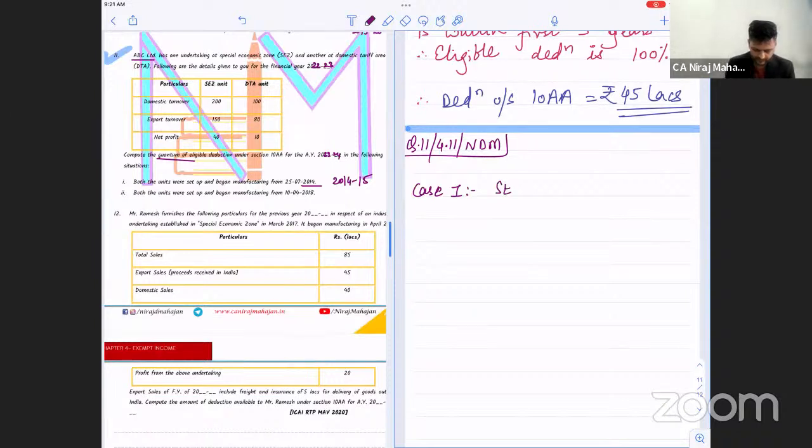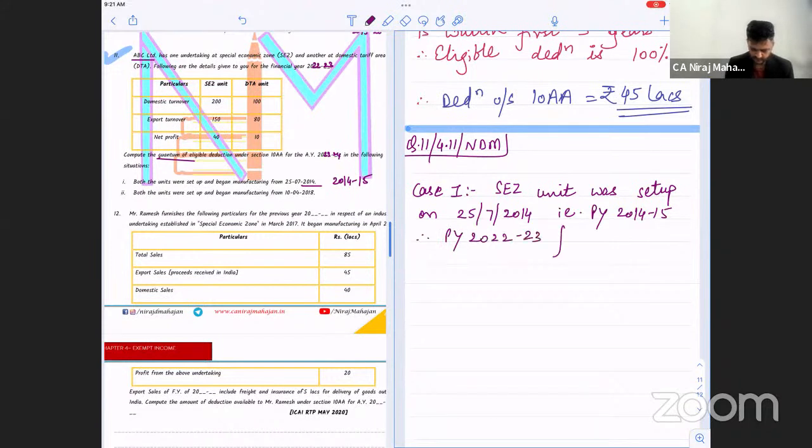SEZ unit was set up on when, bacho? 25/7/14, that is which PY? 14/15, therefore our current PY 22/23 falls after the first 5 years, okay?